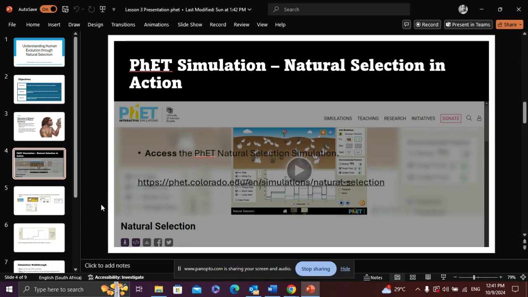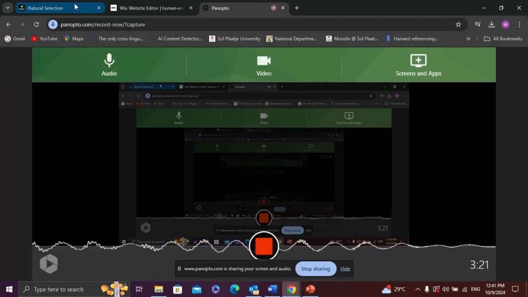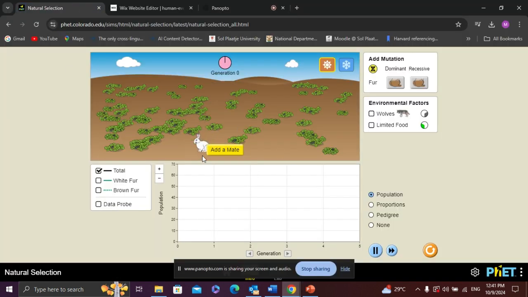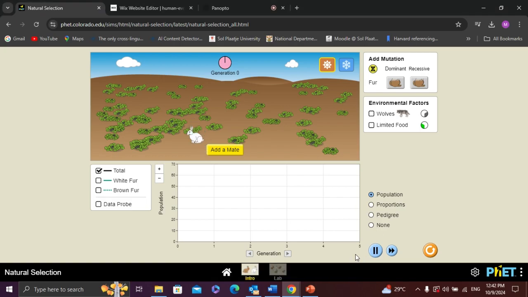Now, access the link on the PowerPoint presentation. I'll also paste it in the chat or wherever it is easily available. You access that link, then it takes you to a Chrome page whereby you will reach this stage. This is where the rabbit evolution or natural selection will take place.